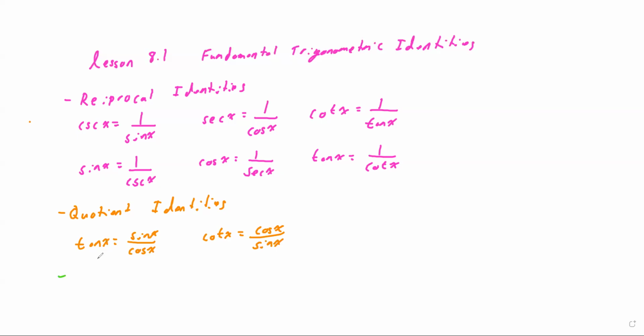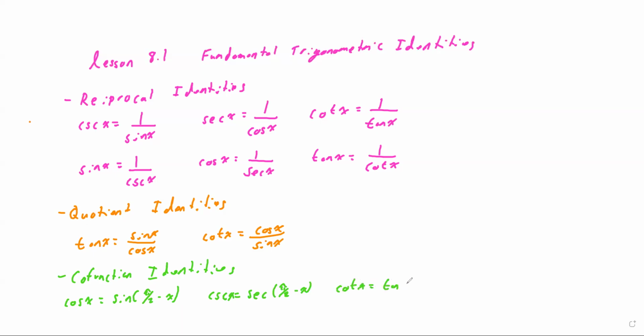We then also saw co-function identities as well. And they are cosine of x is equal to sine of pi halves minus x. Cosecant of x is equal to secant of pi halves minus x. We saw that cotangent of x is equal to tan of pi halves minus x.